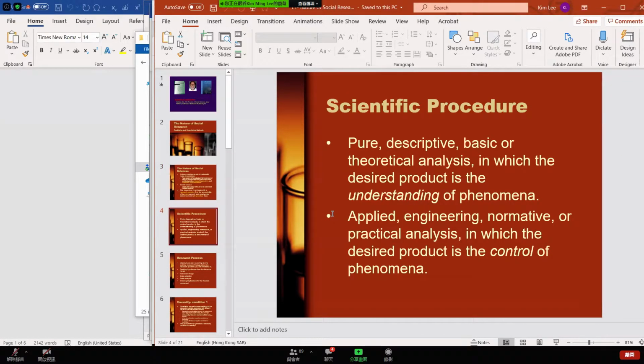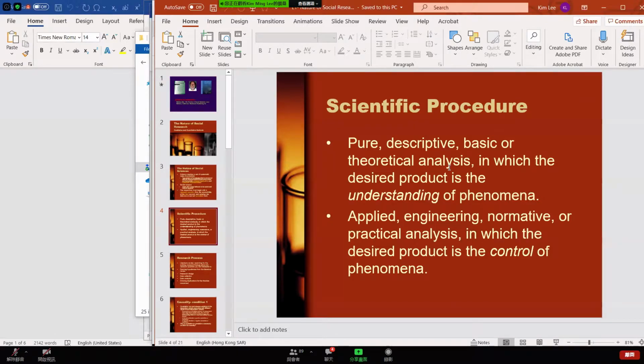So scientific procedures, there are different ways to do them. The first one is pure, descriptive, basic or theoretical analysis, in which the design product is understanding the phenomenon. It's related to the type of research we want to do, what we call pure research. Pure research means we don't need to apply it. We just want to understand it.